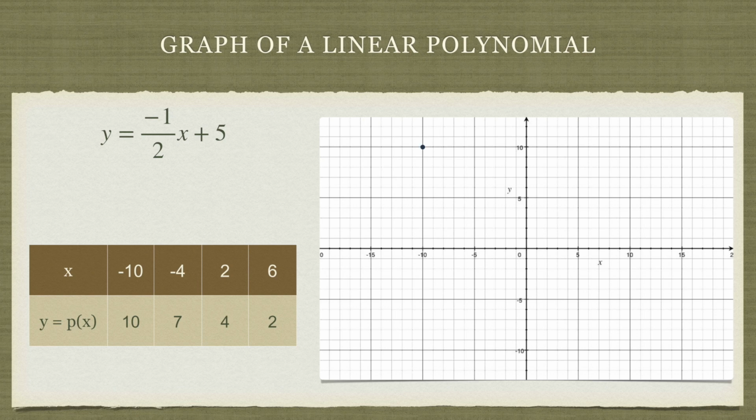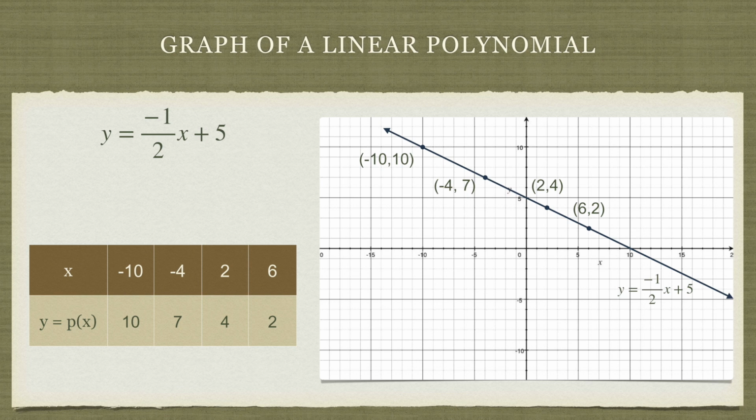So minus 10 and 10. This is the minus 10 and 10. This is the second point, minus 4, 7. This is the third point, 2 and 4. And this is the fourth point, 6 and 2. Now we want to draw a curve that goes through all these 4 points. When we do that, we see that we get a straight line, like the way we got in the last example. Now this straight line represents the linear polynomial minus 1 by 2x plus 5.